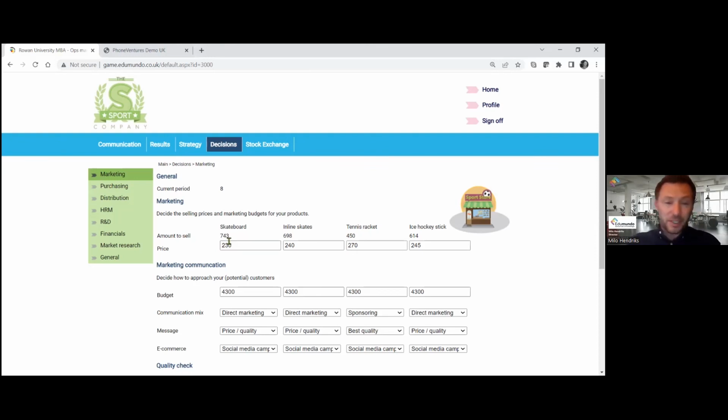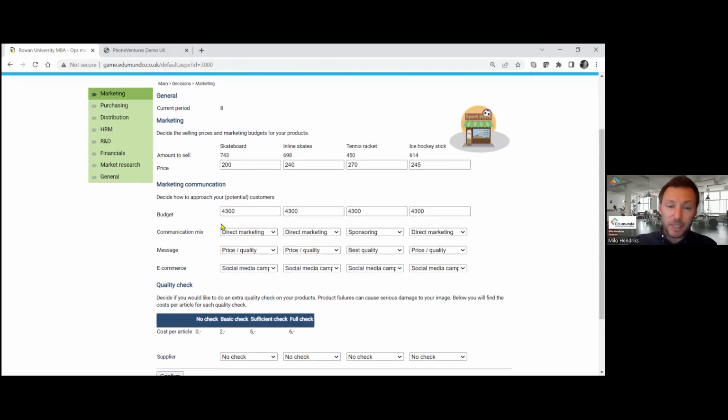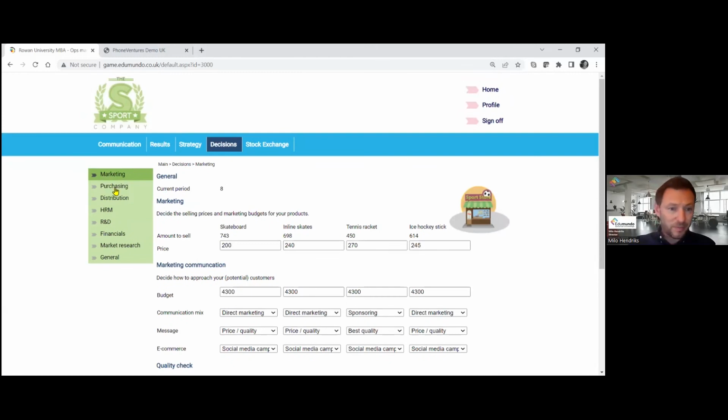So for example, this is the marketing department. Here we can see that we have 743 skateboards in stock, and we can set or change our selling prices. Last year was 230. Perhaps we like to sell a bit more, so we changed it to 200. There's also some other marketing decisions here about communication budgets, marketing mix, and some extra quality checks.